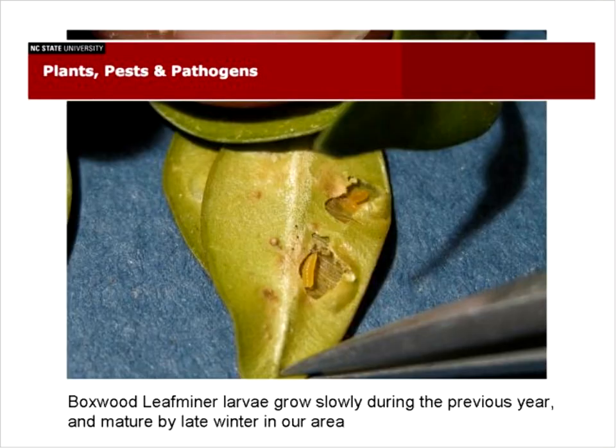They do take several months to reach maturity, so even though the eggs are laid in April or by the latest in May, the larvae are still fairly small by the time summer is over, and they seem to be mature though by late winter. Here's a few of the galls that have been torn open.